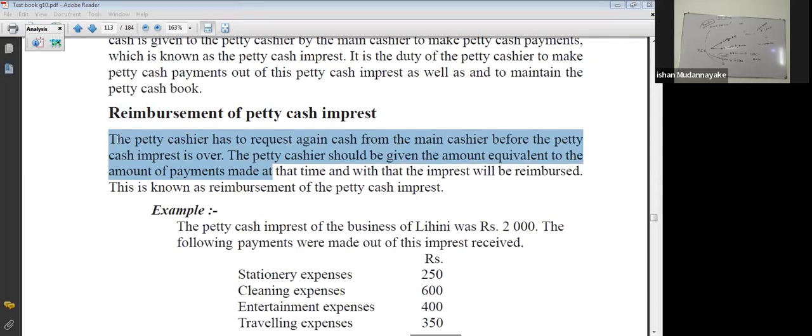Nihara. Read this para, Nihara. Nihara is silent. Nihara, can you hear me? Pavitran, can you read this note?